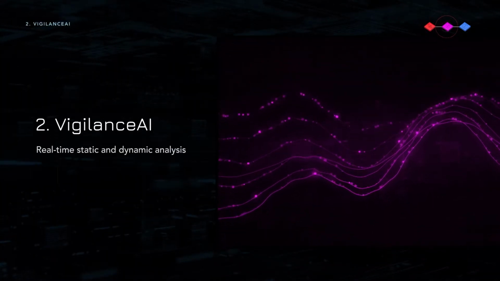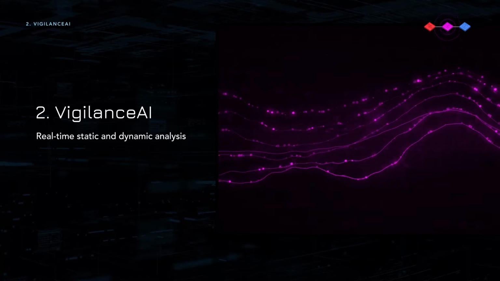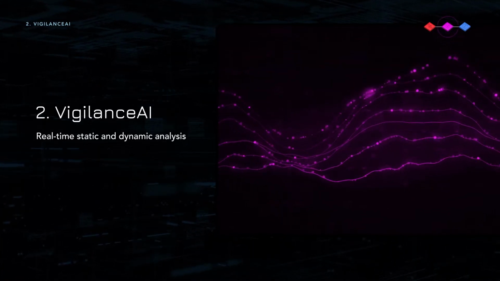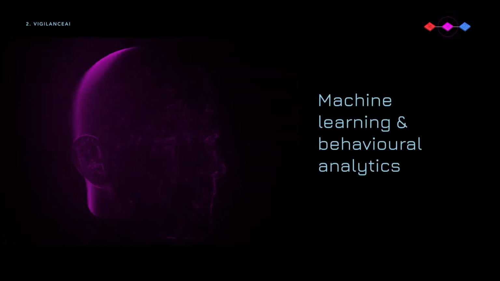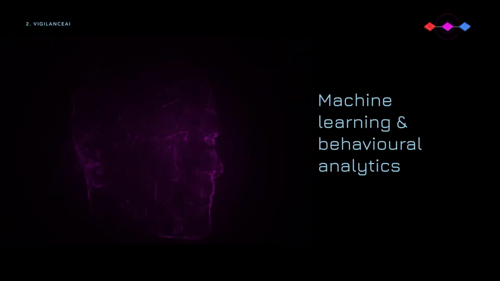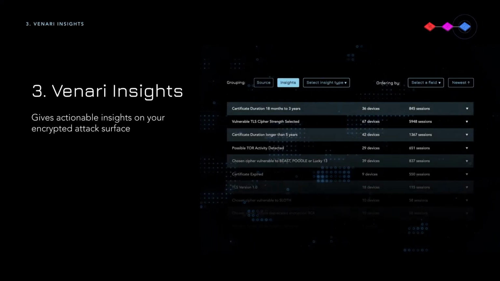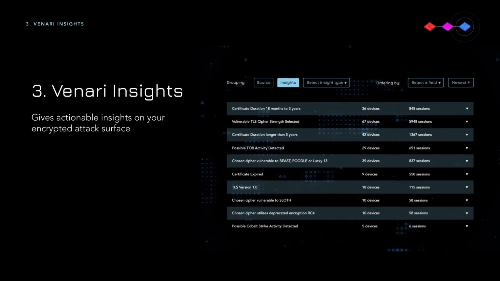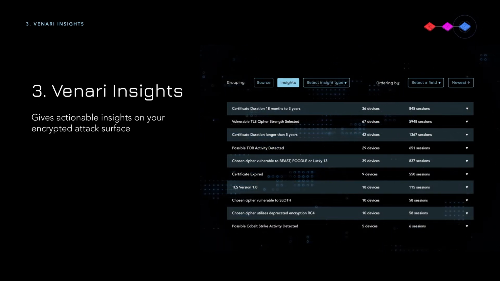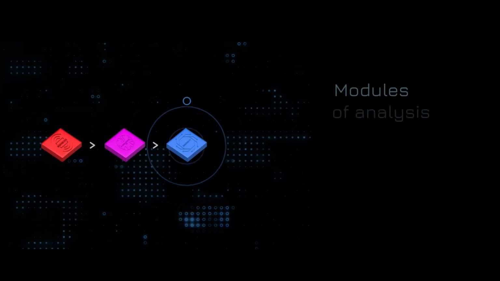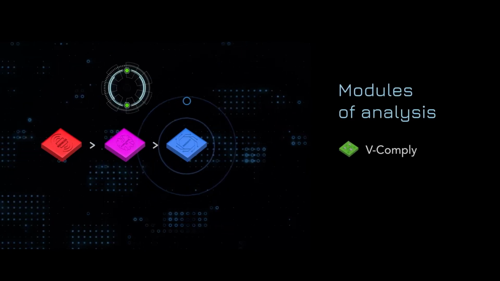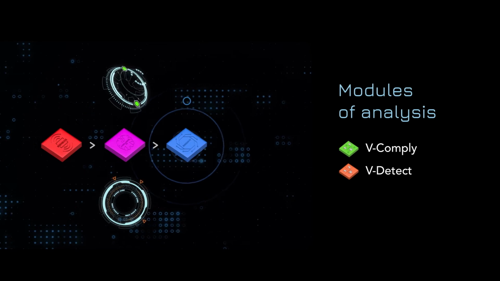Once the pre-processing is complete, the metadata is sent to our Vigilance AI platform, where real-time static and dynamic analysis occurs, leveraging machine learning and behavioral analytics. The information is then collected, organized, and displayed in Venari Insights that give you actionable insights on your encrypted attack surface. Underpinned by Insights, the Vigilance AI platform provides two modules of analysis, vComply and vDetect.